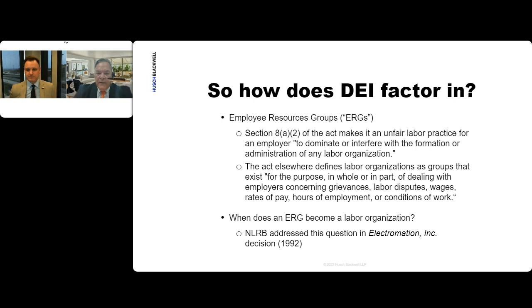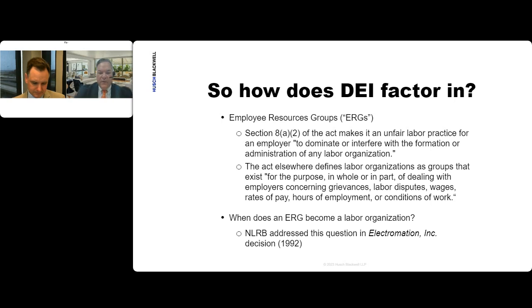One survey said recently 90% of Fortune 500 companies now offer ERGs. A number of middle market, smaller companies are starting to offer them as well. So from a labor law perspective, again, the NLRA, Section 8(a)(2) of the Act makes it an unfair labor practice for an employer to dominate or interfere with the formation of a labor organization, of a union. And it also defines a labor union broadly as one that's formed for the purpose of discussing grievances, labor disputes, wages, rates of pay, hours of employment, conditions of work. So it's a broad definition.